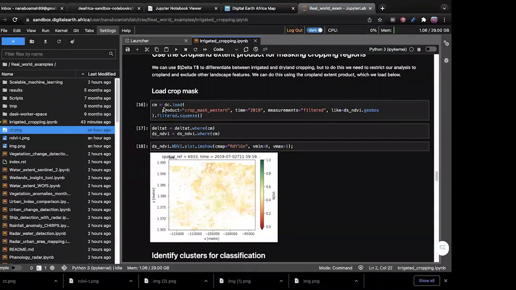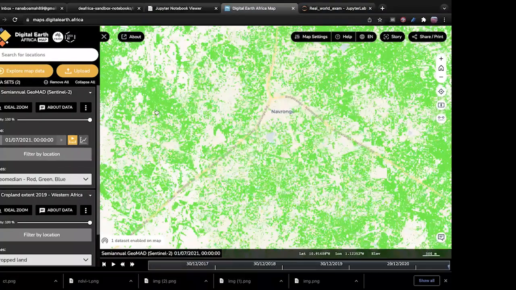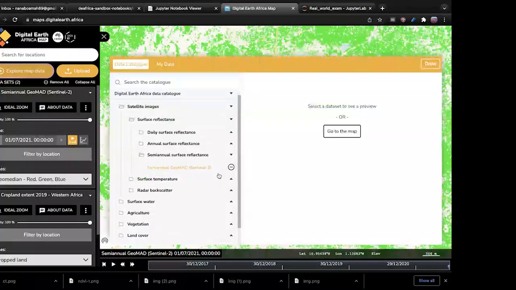Please mind you, at this section where we load the crop mask, depending on the area that you are working in, if you are working in the northern, the crop mask should be crop mask underscore northern. If you are working in the Sahel, the western will change to Sahel. If you are working on the southern side, it also changes to southern. The good news is that right now you have the crop mask for the whole of Africa, and it's available within the map section. So if you go to the map section, then you go to explore map, then you go to agriculture.